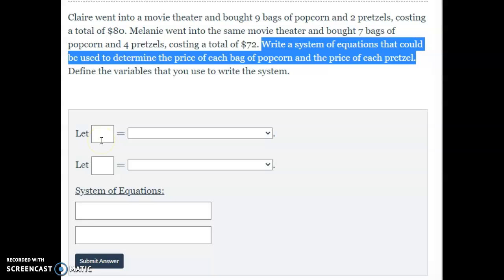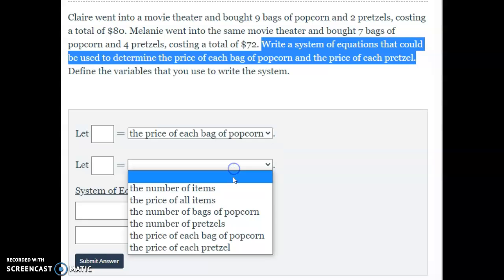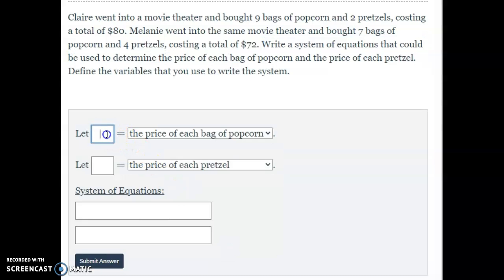So it says write a system of equations that could be used to determine the price. So I'm looking for the price of a bag of popcorn and the price of a pretzel. And so I know one of these is going to be the price of popcorn and one is going to be the price of a pretzel.